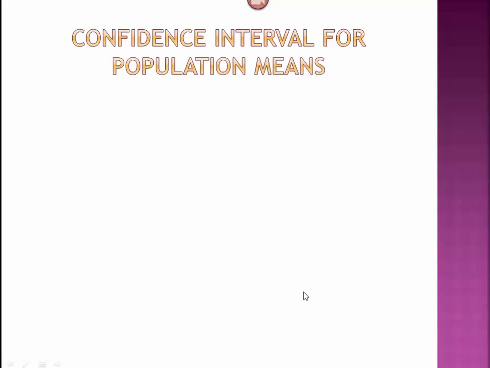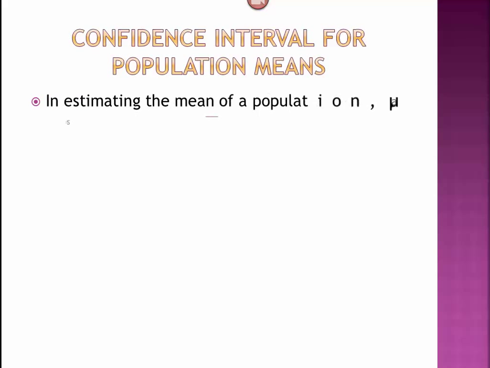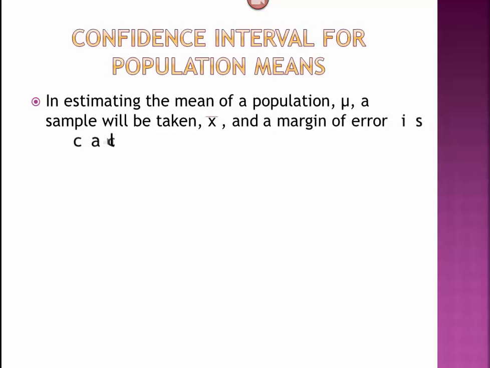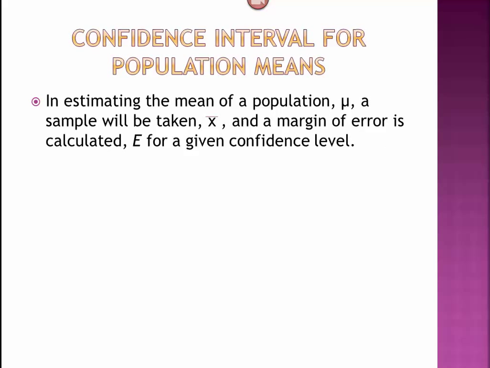Once we have found that margin of error, we have basically created a confidence interval. In estimating the mean of a population mu, a sample will be taken, x bar, and a given margin of error will be calculated, E, for a given confidence level. Keep in mind that we have not looked at how to find E.